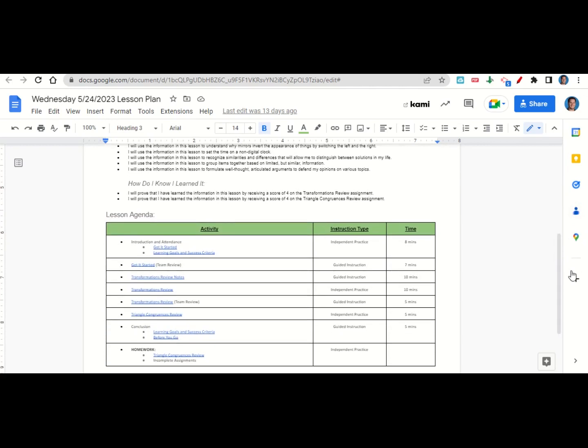Now let's take a look at our agenda for today. We will begin by going over the learning goals and success criteria. While we do that, you'll fill out your Get It Started. Once you've completed your Get It Started, we'll go over it together and answer any questions that you may have. After that, we'll go over the transformations review notes, and then I'll give you time to complete the transformations review assignment. Once you've completed the assignment, we'll go over it together and answer any questions that you may have.